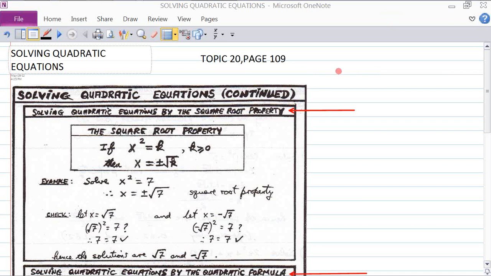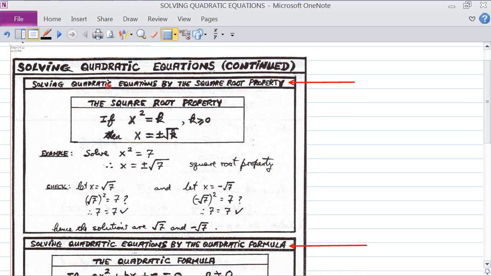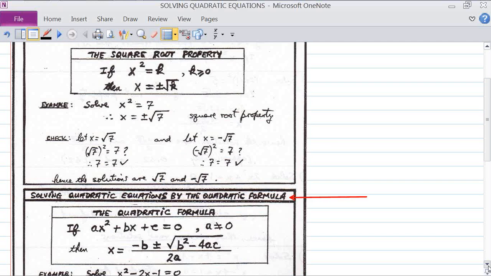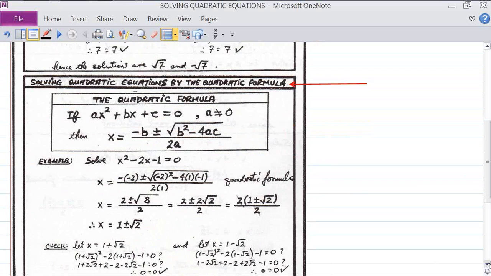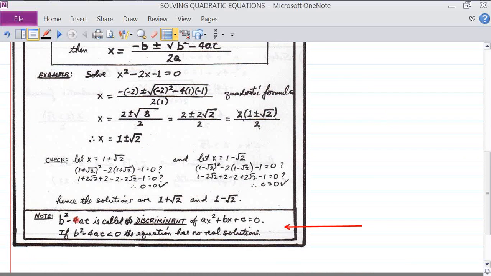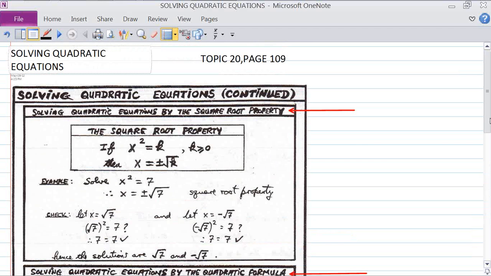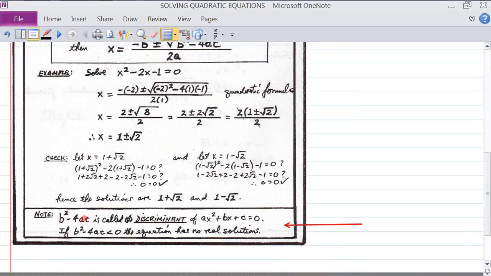So we're on page 109, topic 20. It's the first page of topic 20, and we're going to divide 109 into three parts. First of all, we're going to look at solving quadratic equations by the square root property. Then we're going to look at solving quadratic equations by the quadratic formula. And finally, we're going to look at examining the discriminant and what that tells us. The discriminant is b squared minus 4ac.